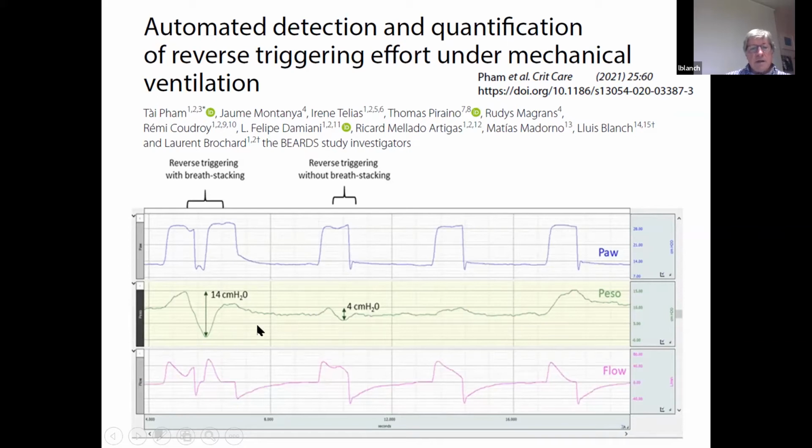Again, this is reverse triggering causing breath stacking, as you can see here, and this is a reverse triggering occurring here a little bit earlier during inspiration, which is not causing breath stacking. If we forget about the esophageal tracing and look only at the pressure and flow tracing, we need to be able to see that there is no effort of the patient at the beginning of inspiration. This is pressure control. This is time cycle. And then in the middle of inspiration, there is this variation in flow, caused because the patient wants more air, and increases the flow due to active inspiration.